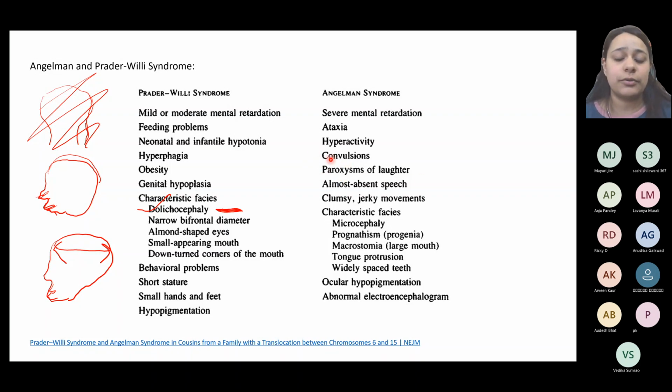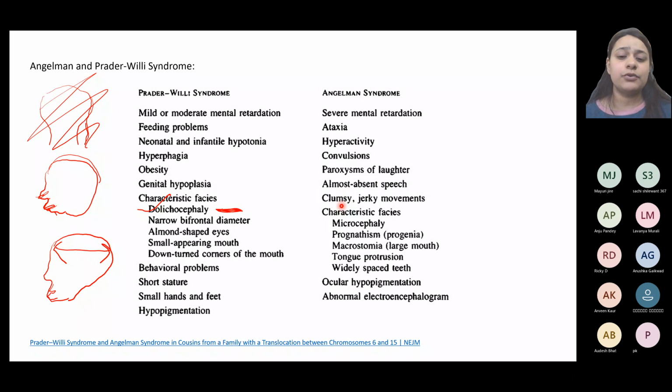Then they will have paroxysms or bouts of laughter. Then speech will almost be absent. Their movement will be clumsy and jerky. Then their facial characteristics include microcephaly, that is, their skull will be very small, right? For example, if this is the normal skull, then their skull would just be this much. So it will be a very small skull.